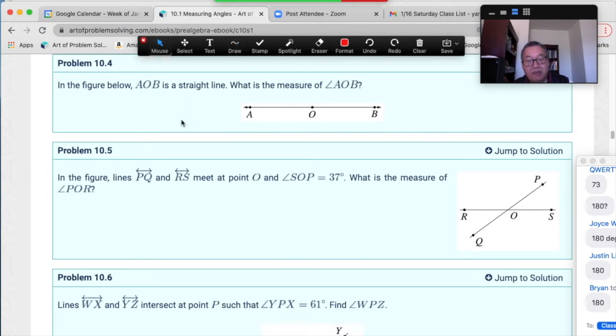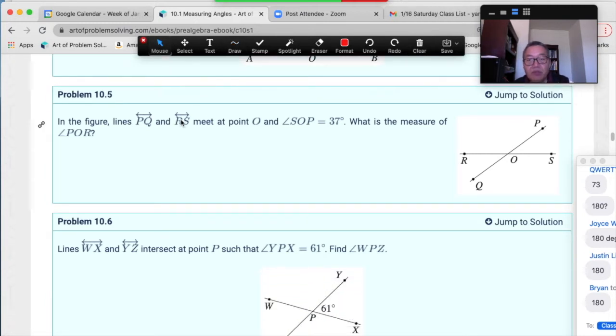Now let's see number 5. In this picture, they give you that RS and PQ intersect at point O. And angle SOP is 37 degrees. Then they ask you, what is the measure of angle POR? What is this angle?